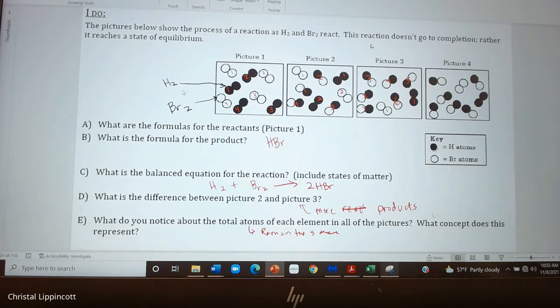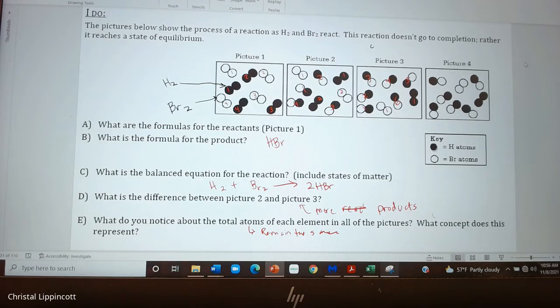Okay. So here, when we're looking in picture 1, you can see that this is our H2. They give us a key down here. This is our Br2. It's diatomic. And then this is just reactants. Here, we're reacting, and we've got 4 molecules formed so far. And then here, we've now got 6 molecules formed. And then they said that it didn't go to completion. That means that we still have some of this present. Okay? Any questions on that?